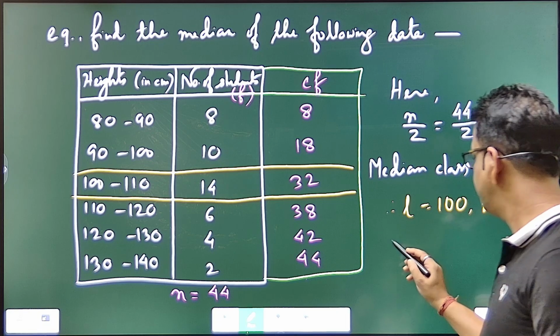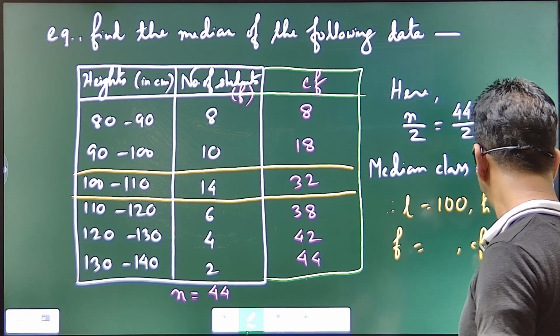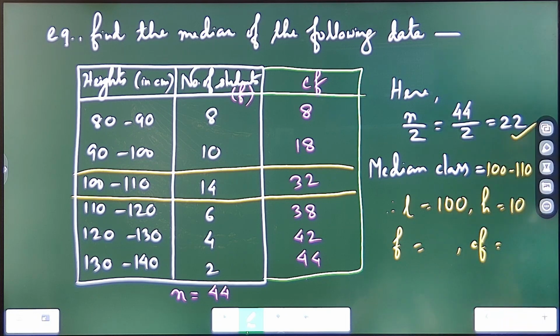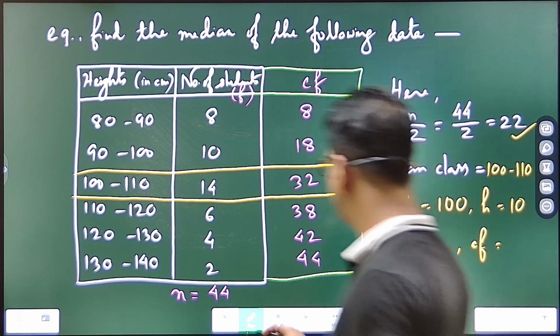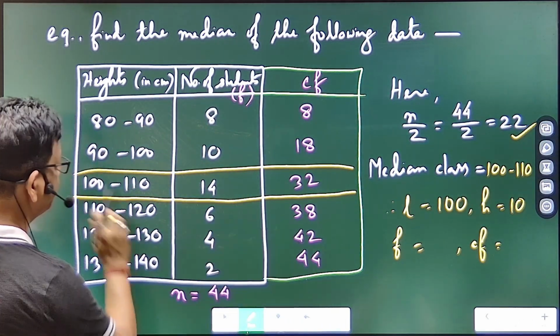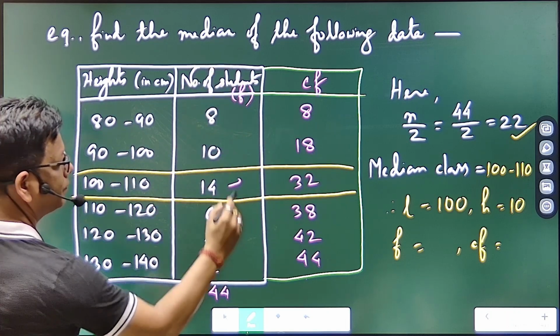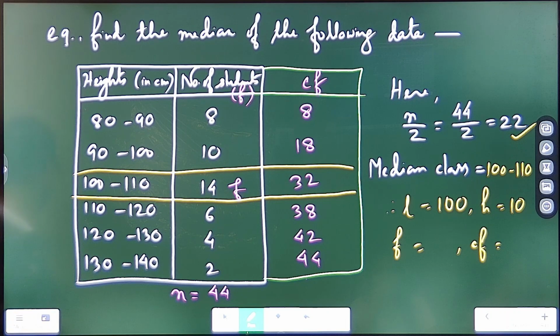Two more terms are required. One is called F and one is called CF, which you need to put in the formula to get the required median. Now, F, what is F you know? In this median class, the frequency. So this is your median class. In this median class, the frequency F is 14.